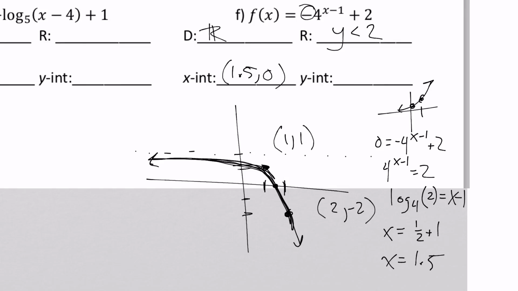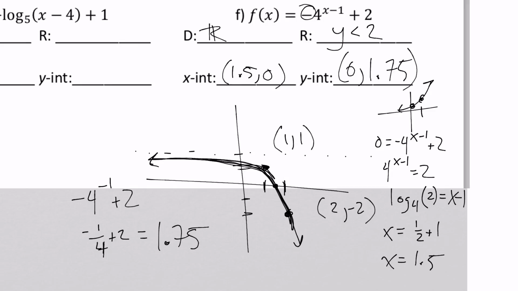Y-intercept, where does that happen? Well, that happens when x is 0. So plug in 0 for x and solve. Negative 4 to the power of 0 minus 1 is just negative 1, plus 2. Simplify it a little bit, I guess. 4 to the negative 1 is the same as 1 over 4. So negative 1/4 plus 2, which we should probably make a little bit better. All my homies who love decimals, holler, holler, holler. 2 minus 1/4 is 2 minus 0.25, so 1.75. So my y-intercept is 0, 1.75, and we're gravy.